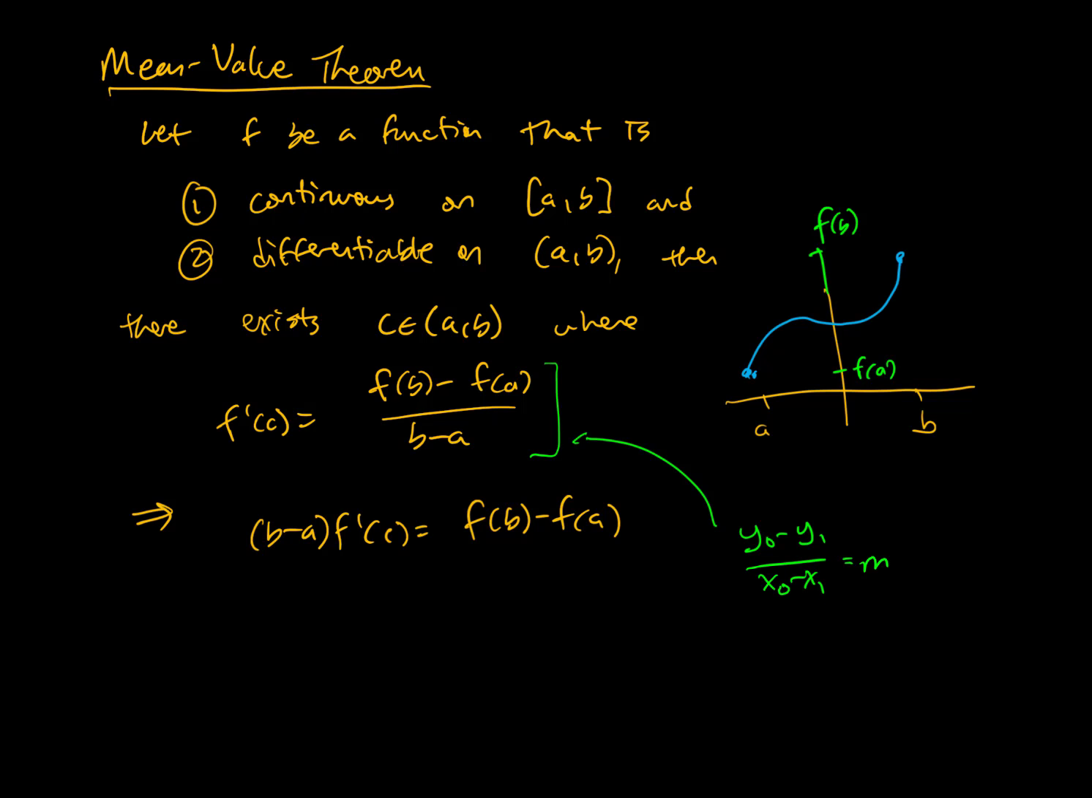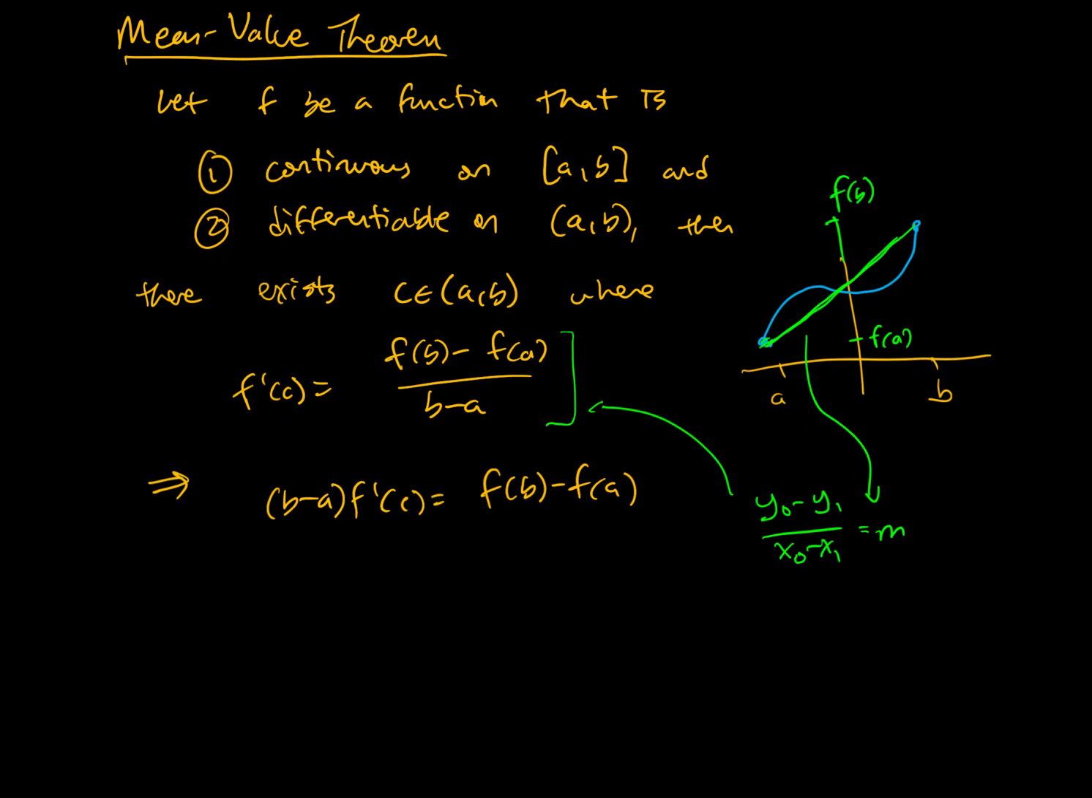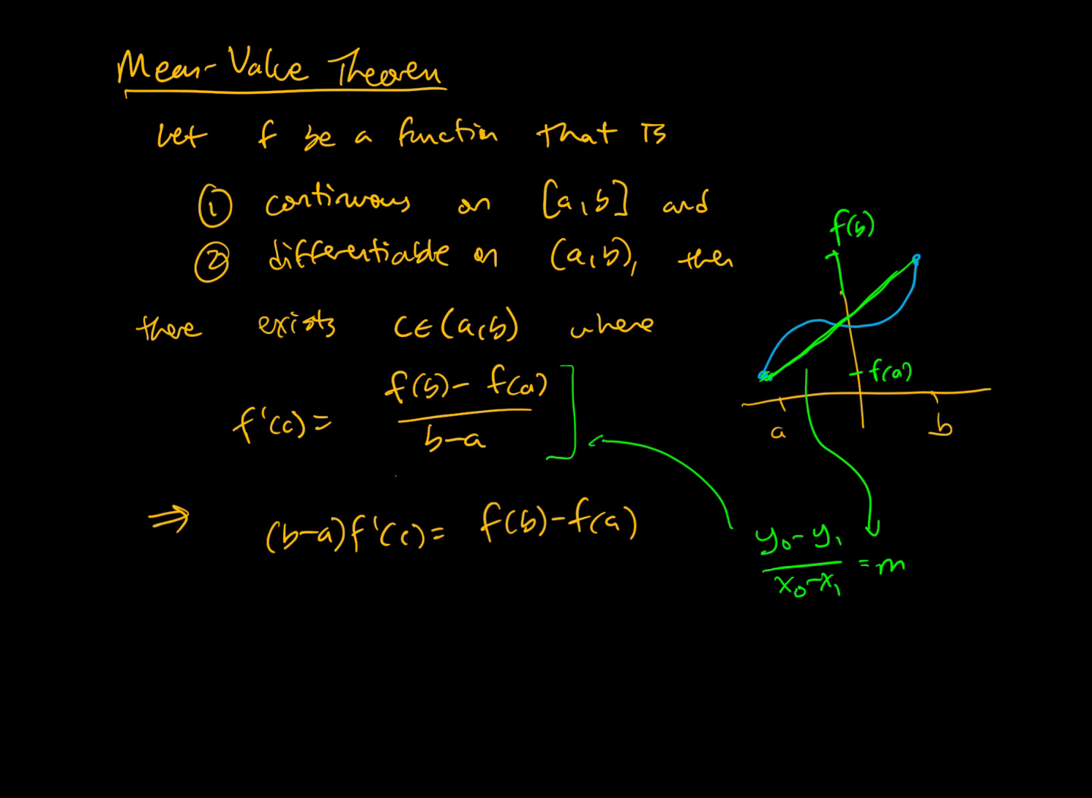That looks a lot like a slope formula, and that's exactly what it is, because earlier in the semester we talked about the secant line. If I connect a to b with a straight line, this secant line has slope m, which is f of b minus f of a over b minus a. So in other words, if you remember, the slope of the secant line is the average rate of change.